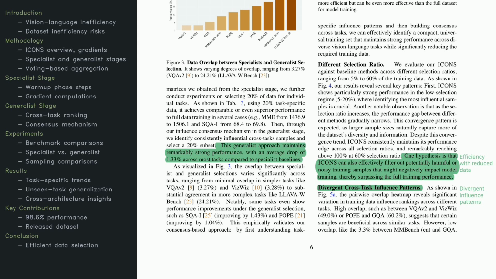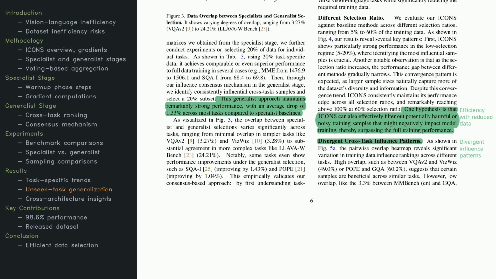Icons stands out especially at low sample selection ratios, filtering out noise and focusing on what matters. If you're curious, check the figure to see how tasks like VQA2 and VizWiz share more data. Others don't overlap much, hinting at unique data demands for those tasks.